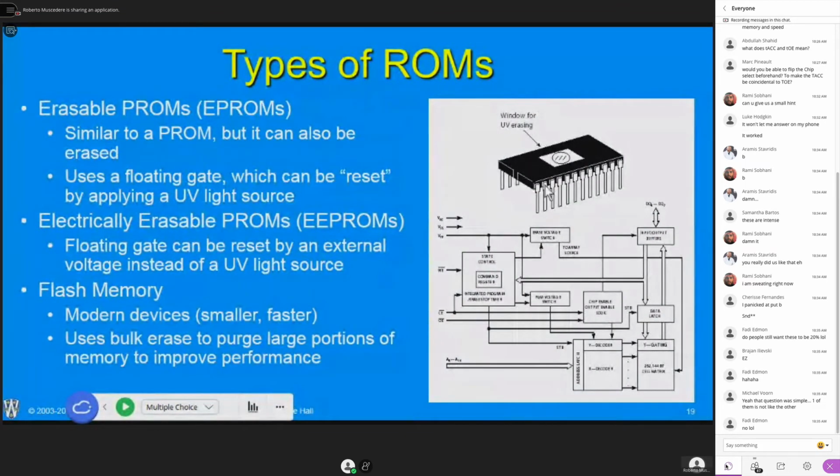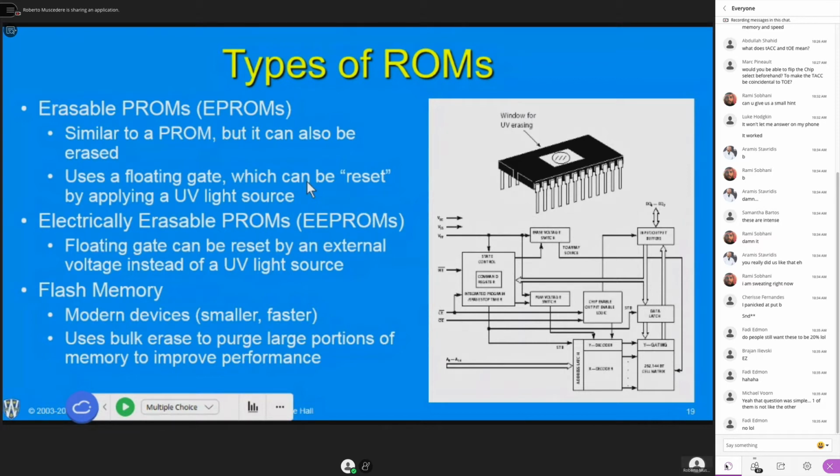Usually there's a chip with a sticker on top here, but if you remove the sticker, you'll see a little glass window. I want to say it's kind of like a magnifying glass, but it's certainly a way of focusing light onto the semiconductor device. In the semiconductor device, the bits are stored using what we call a floating gate. And to reset the floating gate, we apply a UV light source.